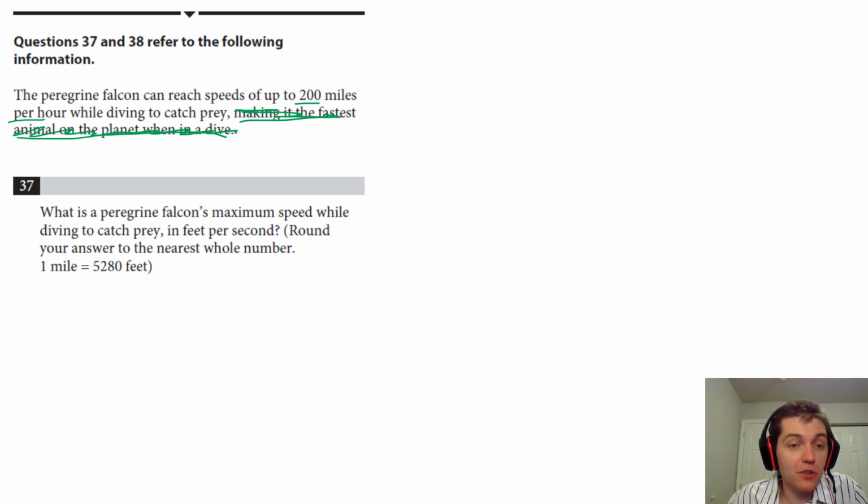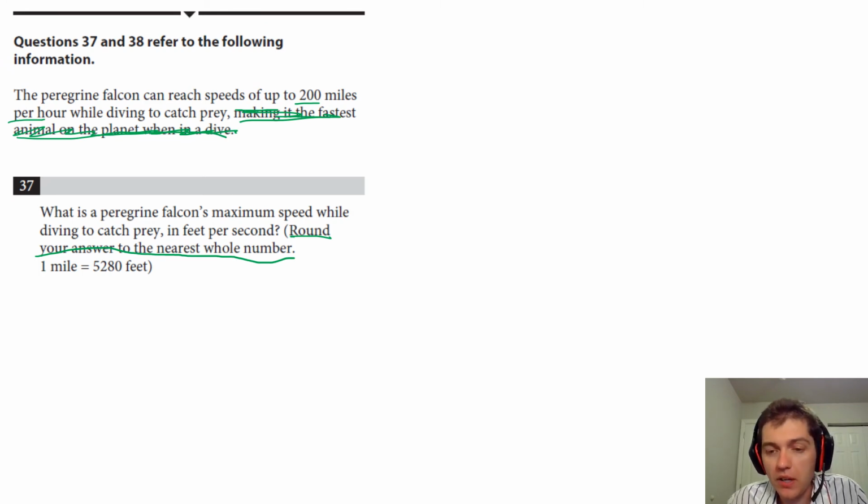All right. Question 37, actual problem. What is the falcon's maximum speed while diving to catch prey in feet per second? Round your answer to the nearest whole number. Remember that for the end, because that's so tricky when they ask you to do that, especially when it's not something like how many, like a previous problem I asked about oranges. That makes sense, whole oranges, but this is a speed. Anyway, just remember that for the end, that you have to round to a whole number.